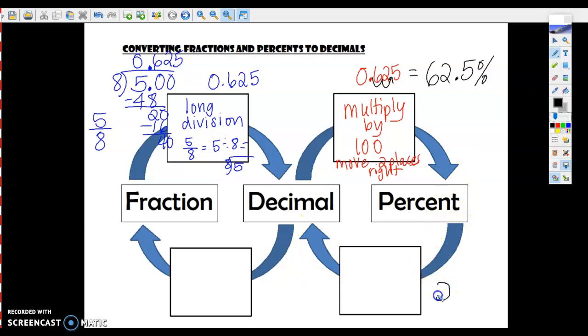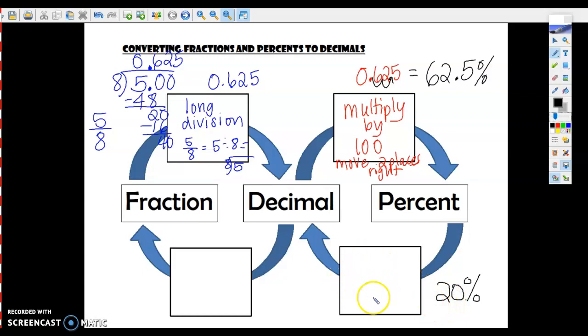So if you're given 20%, how are we going to turn 20% into a decimal? Seems like we would do the opposite of what we did here, so we're going to divide by 100, or move 2 places to the left. Here's my invisible decimal, and I'm going to move it 2 places to the left.